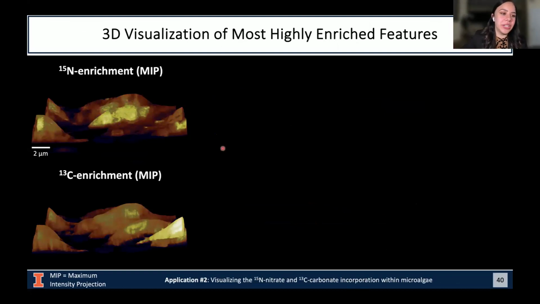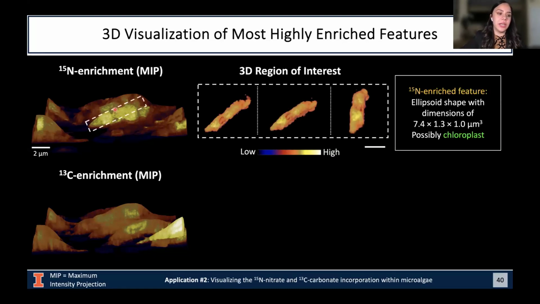To begin addressing this question, we just made these maximum intensity projection images. Basically, what these images do is highlight the brightest pixel in each XY location in the sample. By doing this, we were able to at least take a sneak peek at how these enriched features look in 3D, but we didn't stop there, right? We used our tool's ability to isolate 3D regions of interest in order to better visualize the shape of these features and also get measurements of their size.